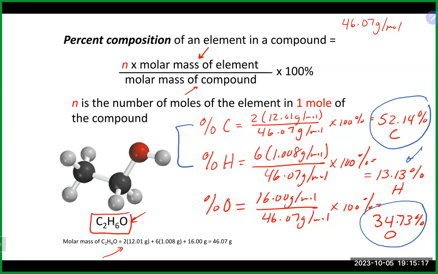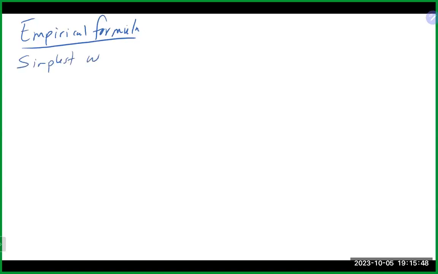So percent composition by mass, you do need to be able to calculate it, and it shows up when we calculate the empirical formula, and it's given to you a lot of times in problems. So let's talk about the empirical formula and really the molecular formula. The empirical formula is the simplest whole number ratio of what is present.